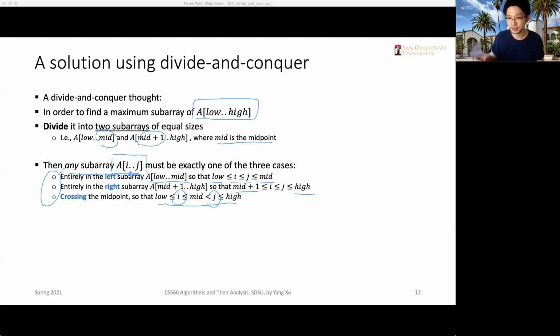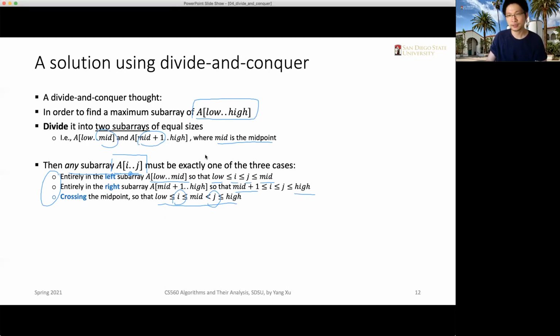There's no way that a subarray can lie into another case, right? Think of it. We find the midpoint, then any subarray of the complete input must be one of the 3 cases, either left, or right, or crossing the midpoint, right? We're actually enumerating all possible cases here.